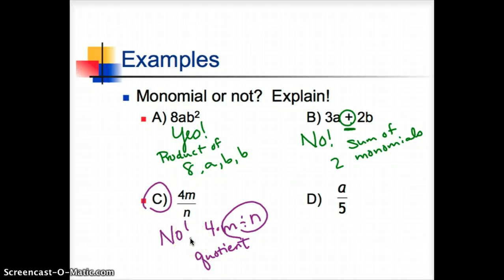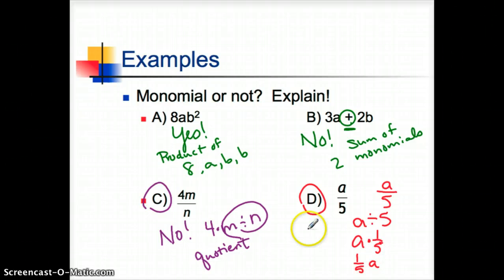All right, once you've seen that one, let's see if you've gotten fooled with this one. D, a over 5. At first glance you're probably going to think no, because a divided by 5 is a quotient again. But what you want to think about is, can you rewrite this so that it is the product of numbers and variables? Dividing by 5 is the same thing as multiplying by 1/5. So we could rewrite this as 1/5 a, and you can see it's the product of a number and a variable. So yes, this is actually a monomial.